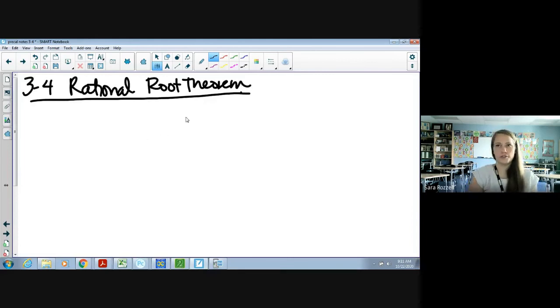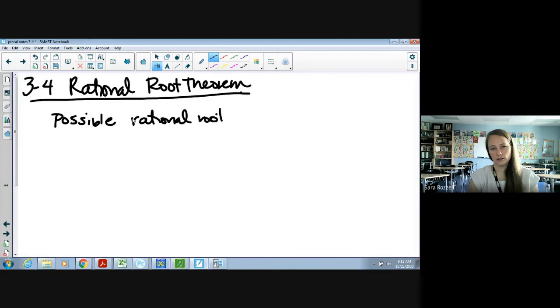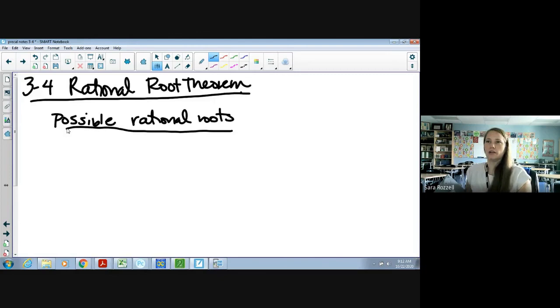So our rational root theorem, and you'll probably remember this from last year, we're going to use this when we're finding our possible rational roots. So these are to find our possible rational roots. If I don't know anything about the polynomial, I have no idea what any of the roots or zeros could be, this is going to give me a clue, so you have somewhere to start.